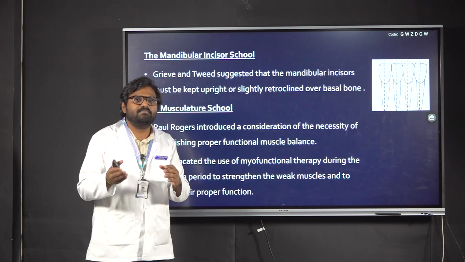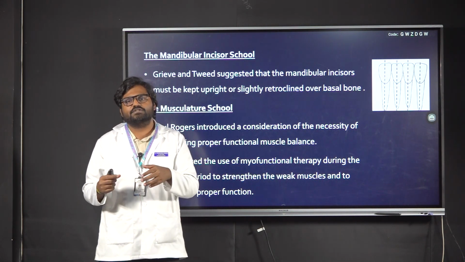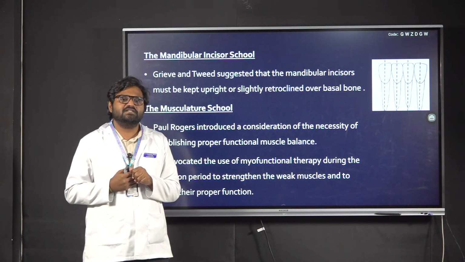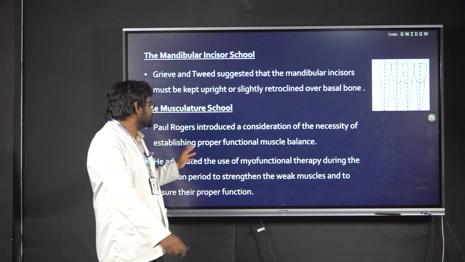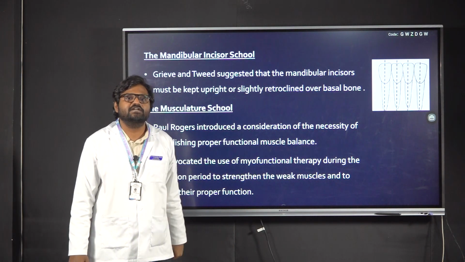So a tooth is basically surrounded by muscles which are in equilibrium, maintaining the tooth in position. If there is a muscle imbalance, some kind of hyperactivity or hypertonicity, or any other muscle imbalance, that could lead to relapse. So it has to be corrected.